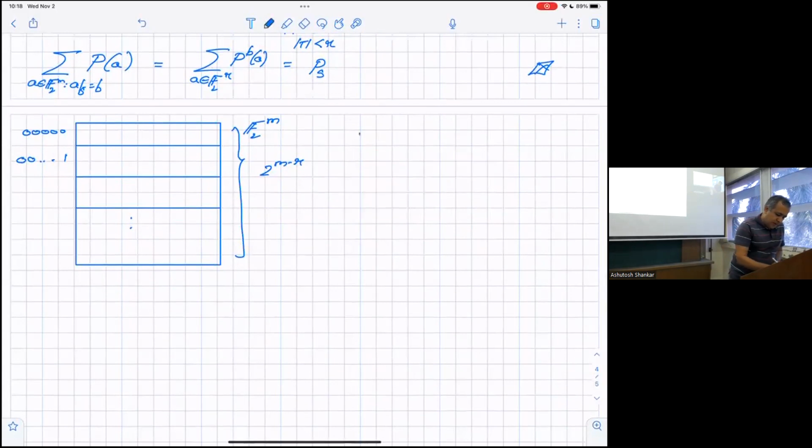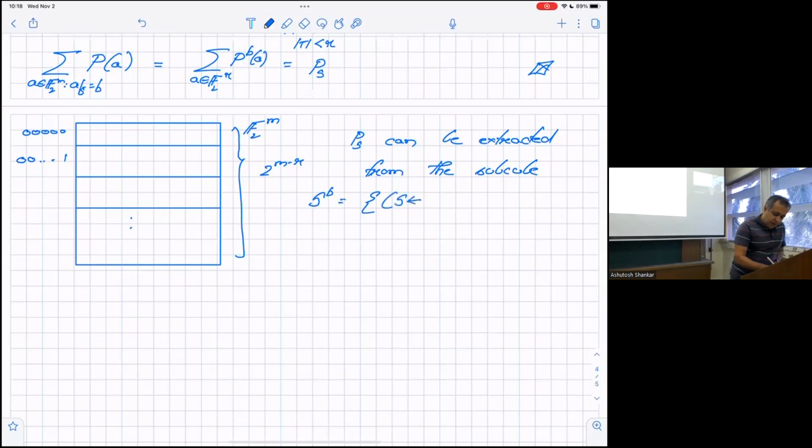What I'm saying is PS can be extracted from the subcube. Let's call it SB, which is the set of all S going to A, S complement going to B, for all A's in F2 to the R, for any B in F2 to the N minus R.